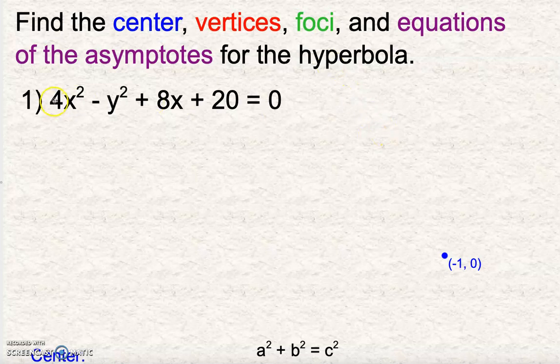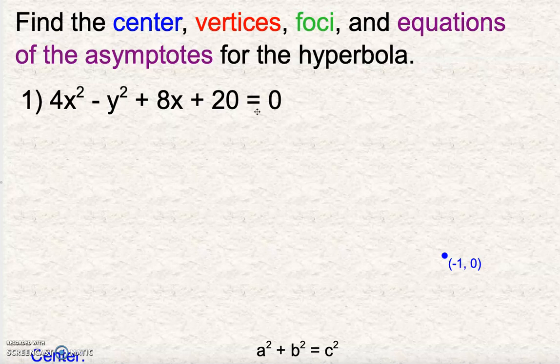So here's the first equation, 4x squared minus y squared plus 8x plus 20 equals 0. And you can see that this is not the form that we want it to be in for a hyperbola. So we're going to have to do some work where we complete the square. So why don't you maybe pause the video and give that a try and see if you can complete the square for this.